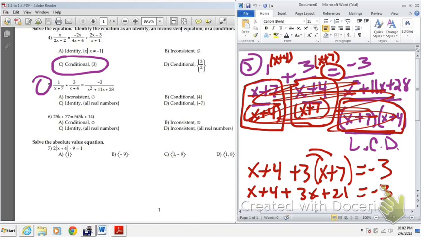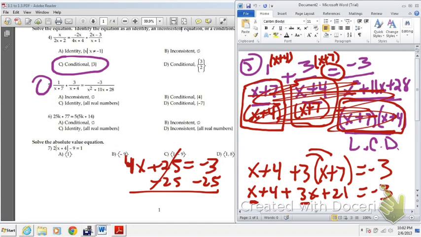Go ahead and combine your like terms. So I'm just going to move this over here since I'm running out of room. So I'll have 4x: like terms, this x and 3x makes 4x. 4 plus 21 makes 25 equals negative 3. Move 25 to the other side. Now this is going to get interesting. You arrive at 4x equals negative 28, so you're feeling like x equals negative 7, right?